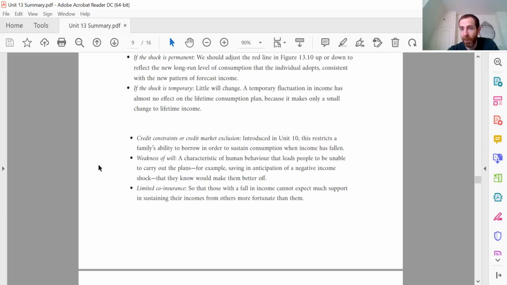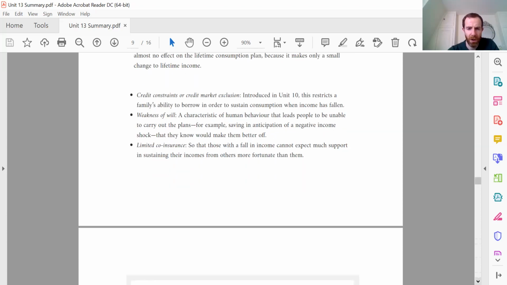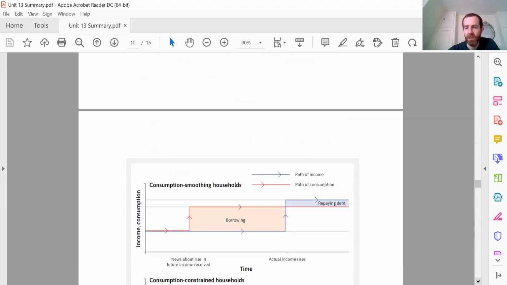And we're going to see how maybe that will have an impact on things. And then limited coinsurance. So what if you don't have extended family, or you don't live in a country with a very strong welfare system, and so you don't have people or mechanisms to help you out when you suffer some sort of negative shock? So I think we're going to start with, what if you're credit constrained?